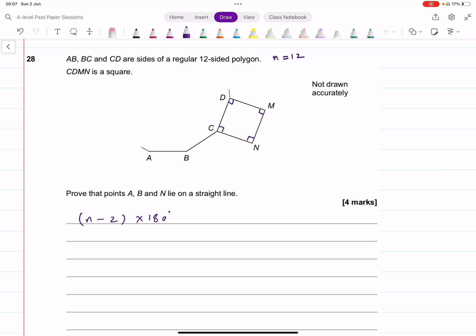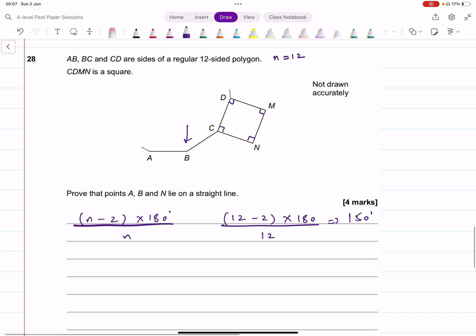So we can say 12 minus 2 into 180. That's going to be the sum of all the interior angles of this polygon. Then what about one angle? For that, we can just divide this by n. So divide this by 12. This is going to be one of these angles of the polygon. Okay, let's see what this turns out to be. That's 1800 over 12, and that is giving me 150 degrees. Okay, this is 150 degrees. So this angle is 150 degrees.